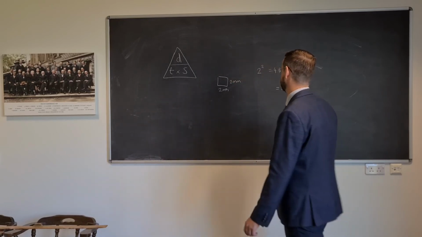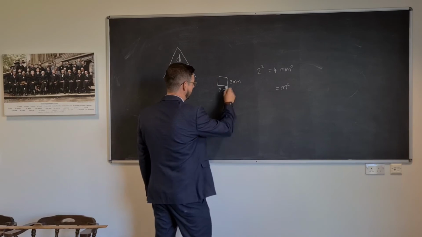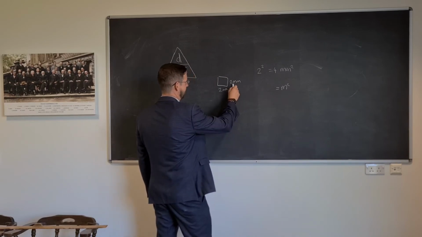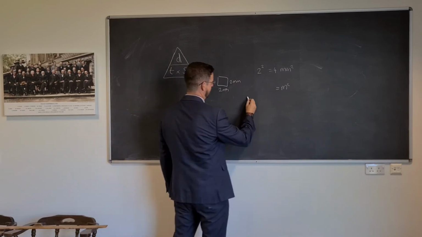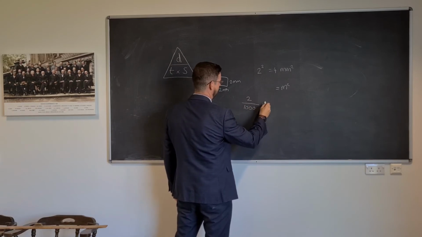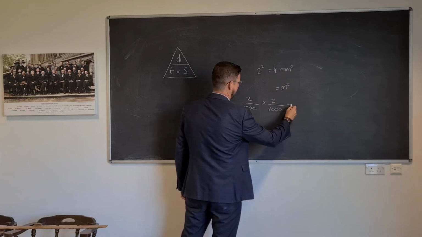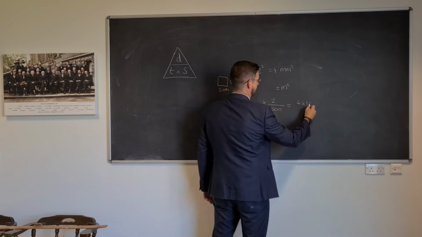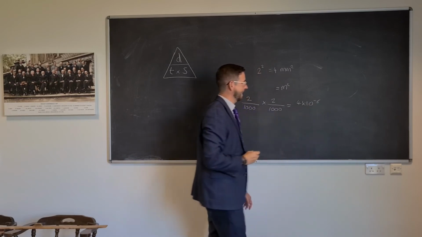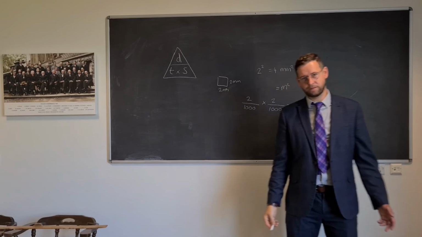What I could do at this stage is to point out that if I converted both of these into meters, I would have to divide both of these by 1,000. It would be like 2 divided by 1,000 multiplied by 2 divided by 1,000. And so what we would get is 4 times 10 to the minus 6 meters squared. It is 1,000,000 times smaller.